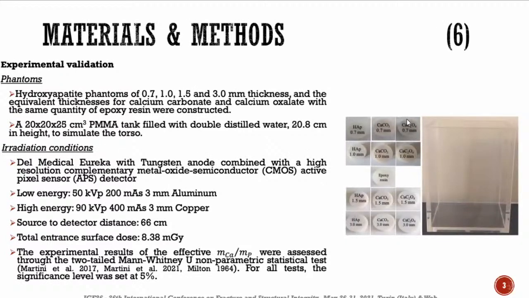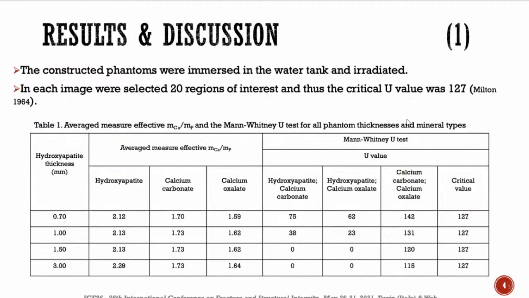Hydroxyapatite phantoms of 0.7, 1.5, and 3 millimeter thickness, and the equivalent thicknesses for calcium carbonate and calcium oxalate were constructed. We used a polymethyl methacrylate tank in order to simulate the torso. In this slide, you can see the radiation conditions as proposed by the simulation study. The experimental results of the effective calcium to phosphorus mass ratio were assessed through the two-tailed Mann-Whitney U non-parametric statistical test. And here you can see the results of our method.